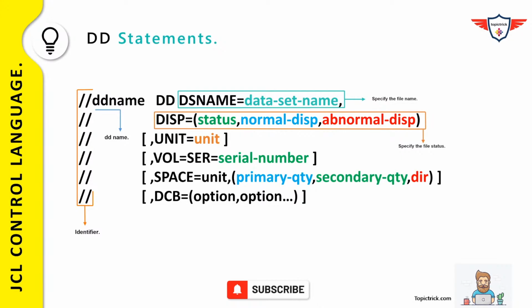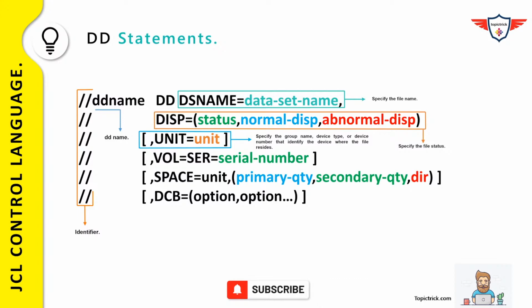The next parameter is the disposition parameter, and it is used to describe the status of a dataset, and the processing of a dataset at normal and abnormal termination of the job. The disposition parameter may have up to 3 positional subparameters, and if one or more subparameters are used, then they have to be separated by commas, the way I have just mentioned in the slide. We are going to discuss all these parameters in detail in our next slide.